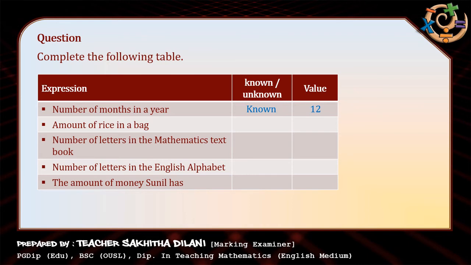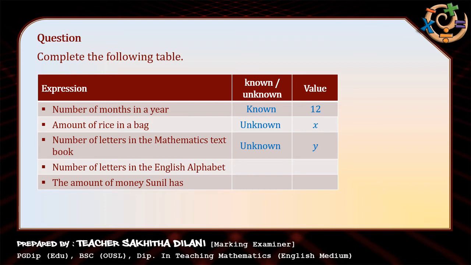Now let's see the second one. Amount of rice in a bag. It is an unknown constant. We don't know the value of it. Therefore, we can use an algebraic symbol there. Here I have used simple x. Next one, number of letters in the mathematics textbook. It is also an unknown constant. Therefore, we use an algebraic symbol to denote it. Here I have used the simple letter y.